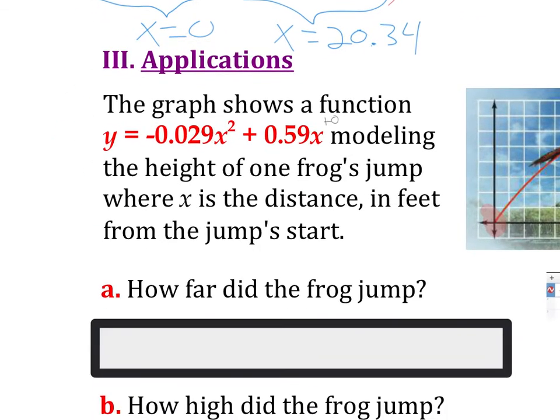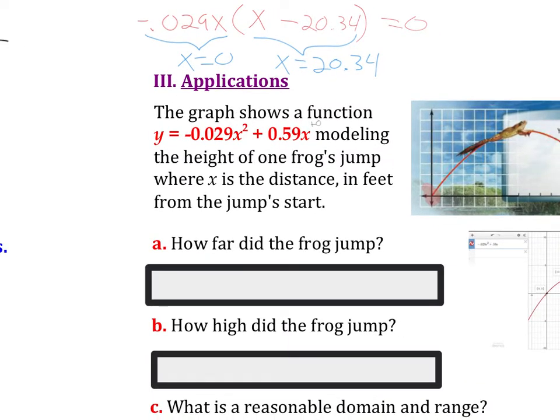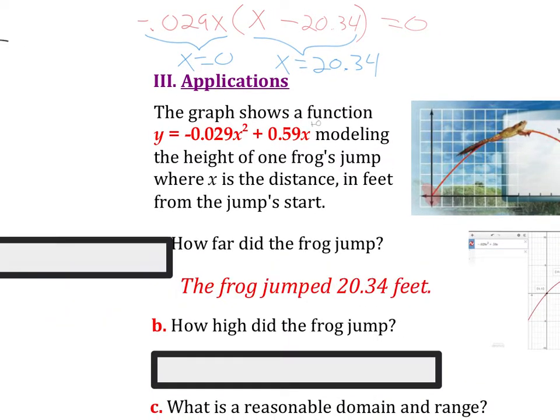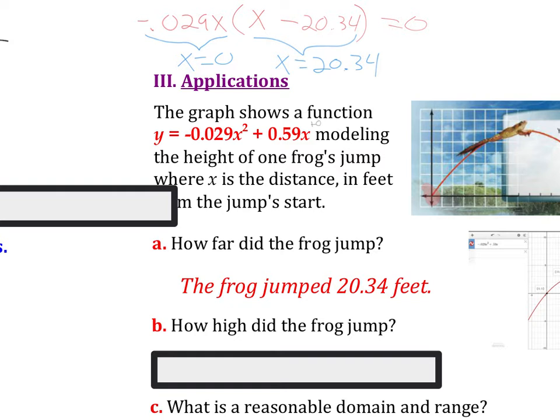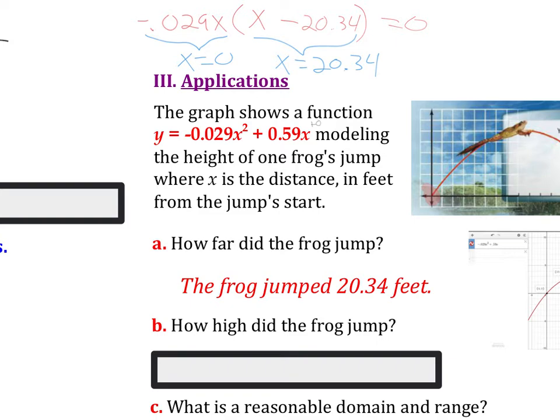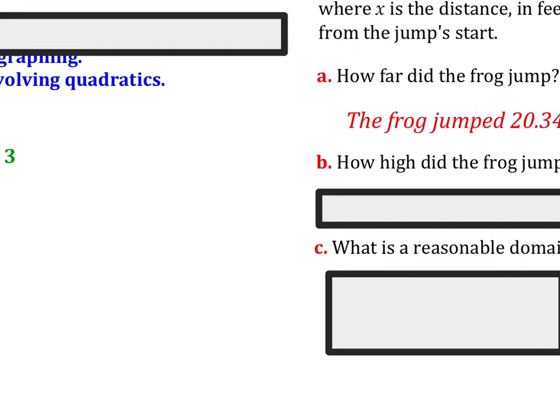So we found how far the frog jumps, about 20.34. Did we do it right? Of course we did it right, because this is all pre-planned. Next, how high did the frog jump? Well, maximum height, aka vertex, we know how to solve.